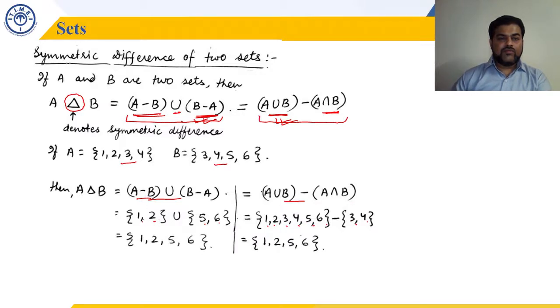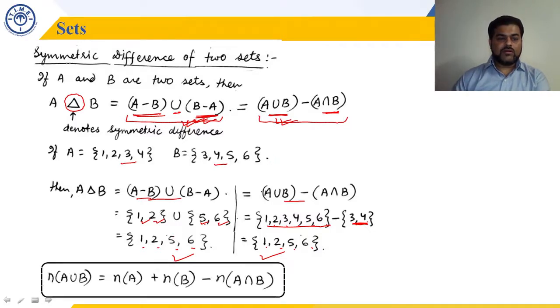Then we have to look for the union of 1, 2 with 5, 6. So the union of these 4 elements is 1, 2, 5, 6. Here also you will see 1, 2, 3, 4, 5, 6 minus 3, 4. So out of all these elements, I do not have to count 3 and 4. So once again we get 1, 2, 5, 6. You see we get the same result. So we can use either this or this as the symmetric difference of two sets A and B. I hope this point is clear.